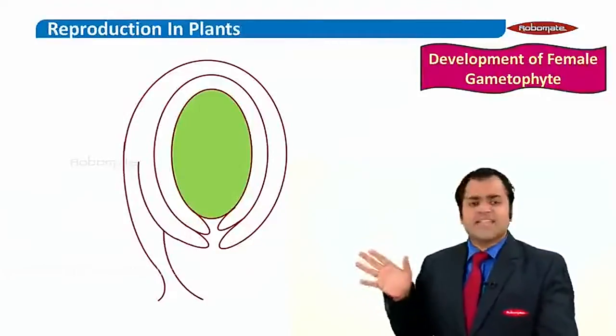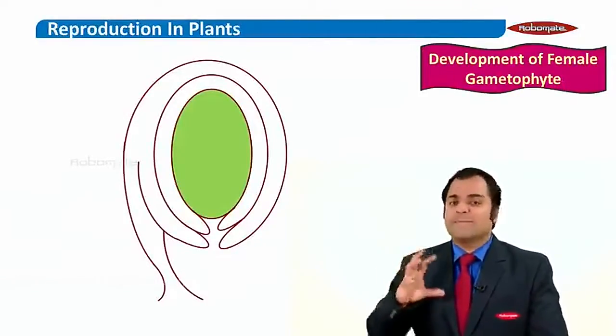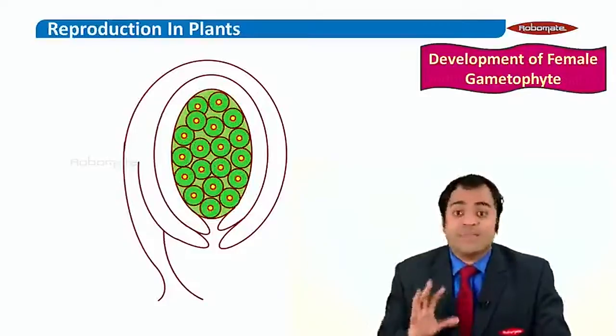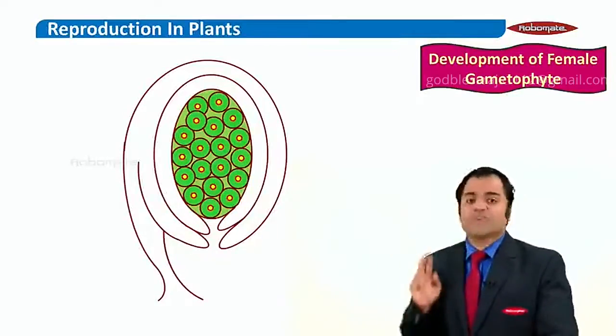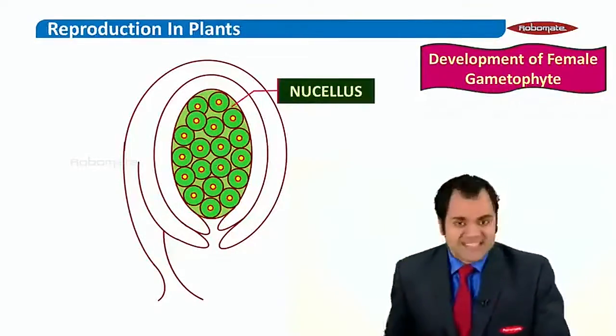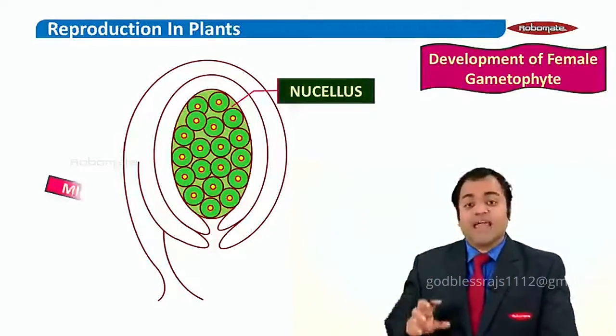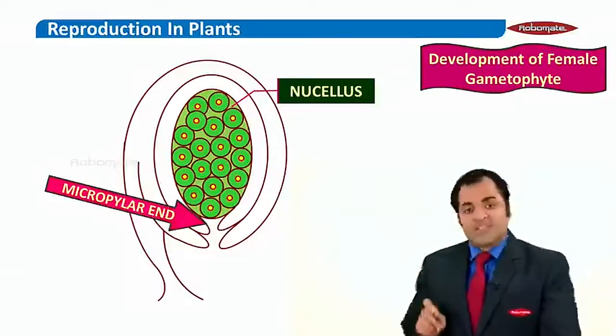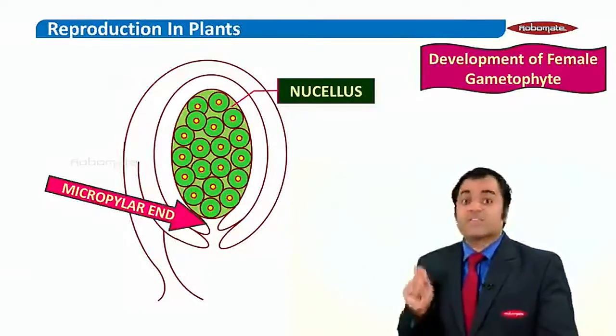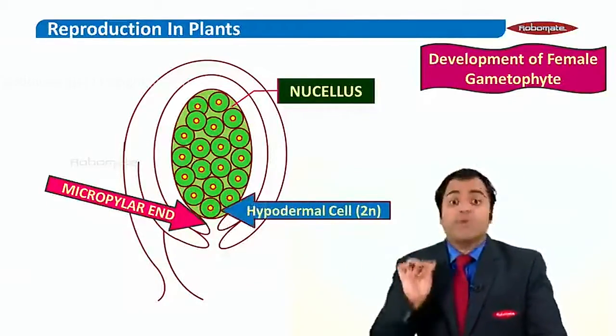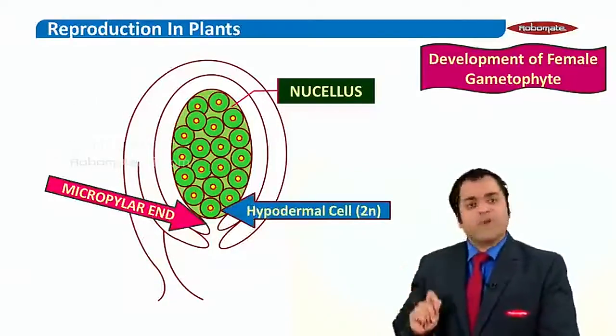And right in the center, you remember there were a group and bunch of diploid parenchymatous cells. And that area was also called the nucellus, right? Now, if you look at this nucellus and at the micropylar end of the nucellus, one of the cells is called the hypodermal cell. It will also be diploid, correct?